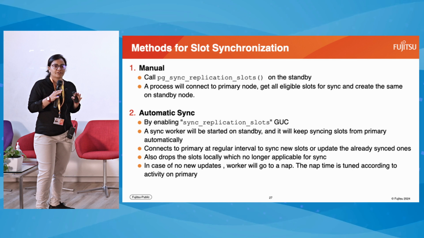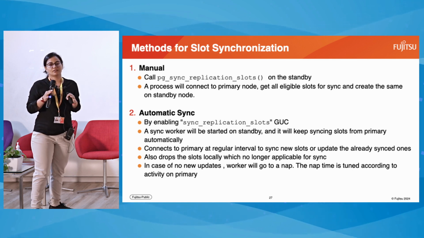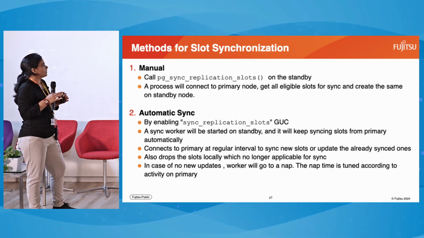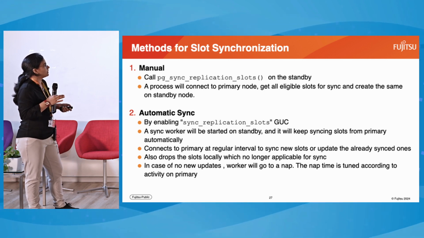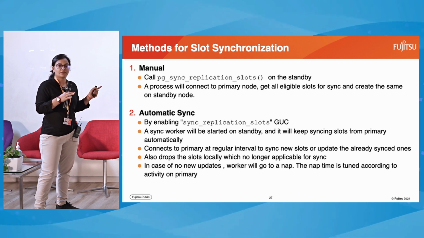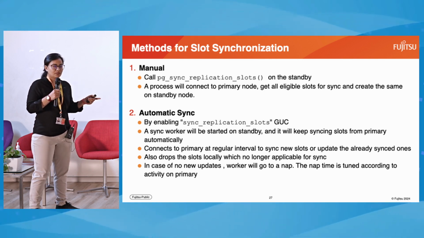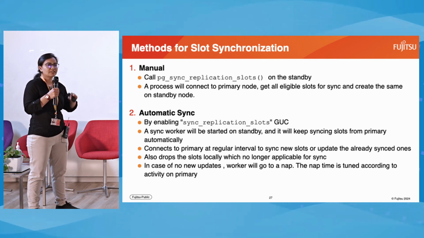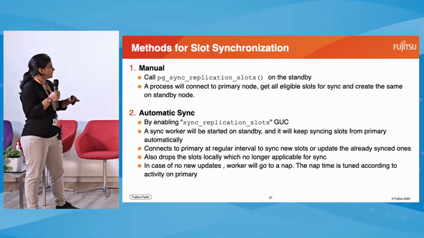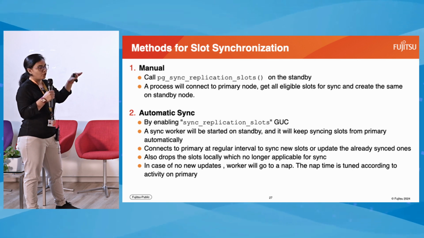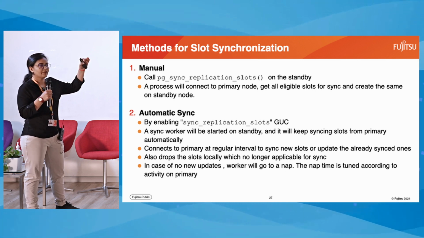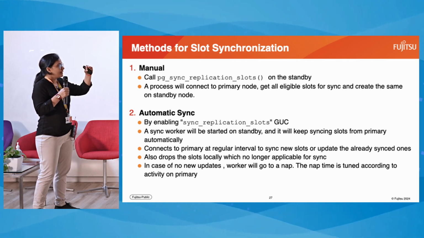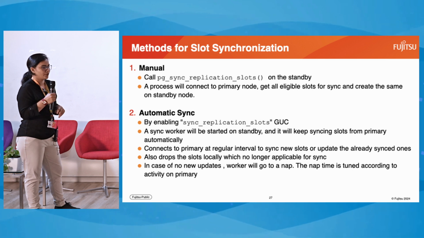So once all configuration is done, how do we sync all the slots? There are two ways. One is manual, using a new function, pg_sync_replication_slots. The user can call this function on the standby when required, and all the slots which are eligible for sync from the primary node will be synced to the standby node. When this function is called, a process will connect to the primary, get all the information about whatever slots are eligible to sync, and then create the same slots on the standby node.